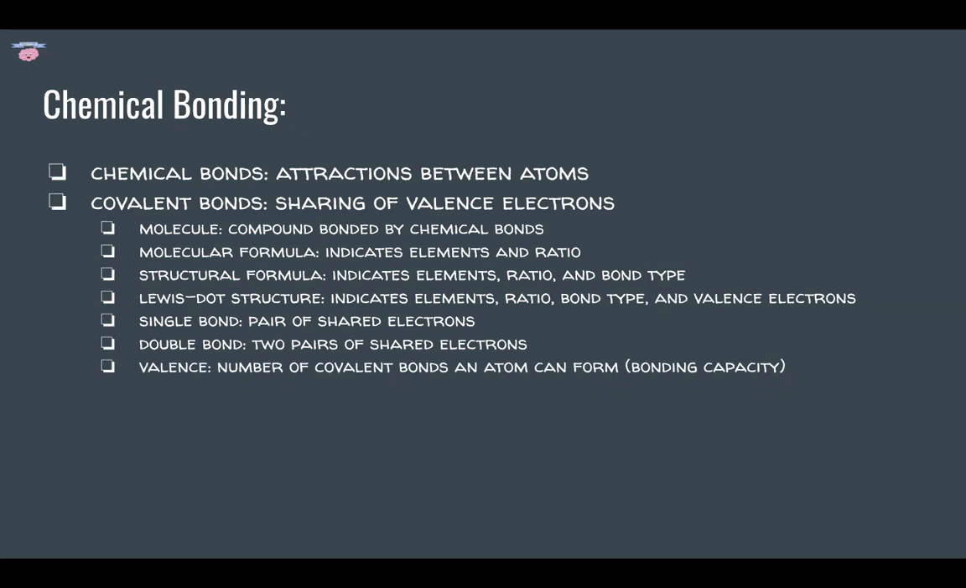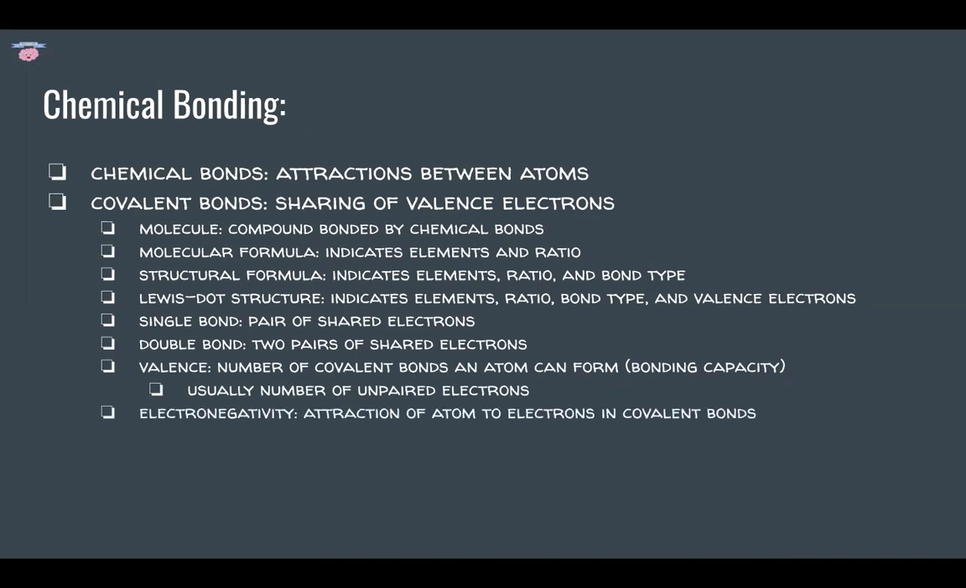The bonding capacity, or valence, is the number of covalent bonds an atom can form. So hydrogen has a bonding capacity of one because it can only take in one other electron. It can only share one. And this is usually the number of unpaired electrons. Electronegativity is the attraction of an atom to electrons in covalent bonds. And H2O looks something like this. This is an example of the structural formula.